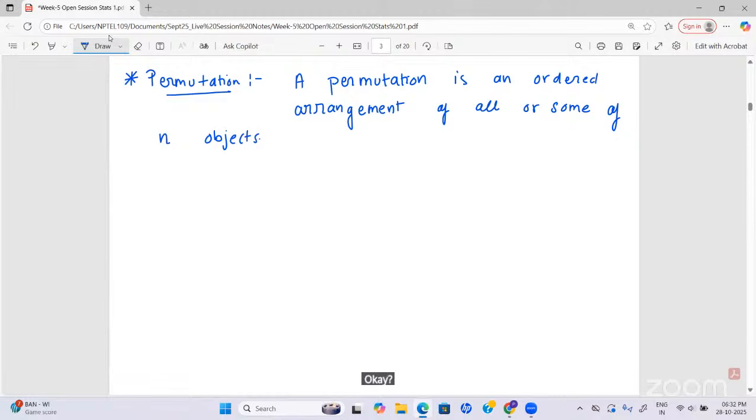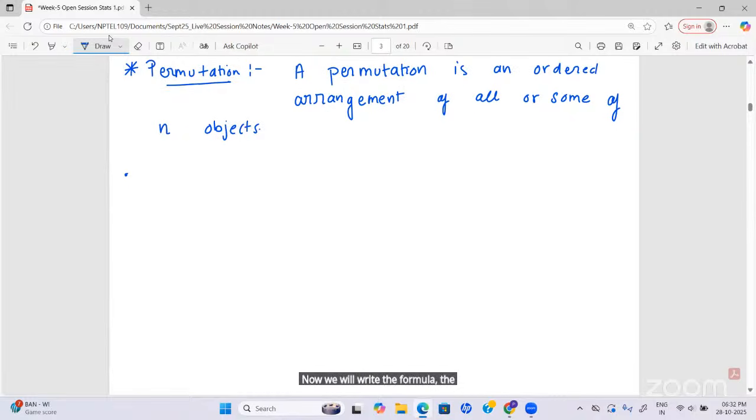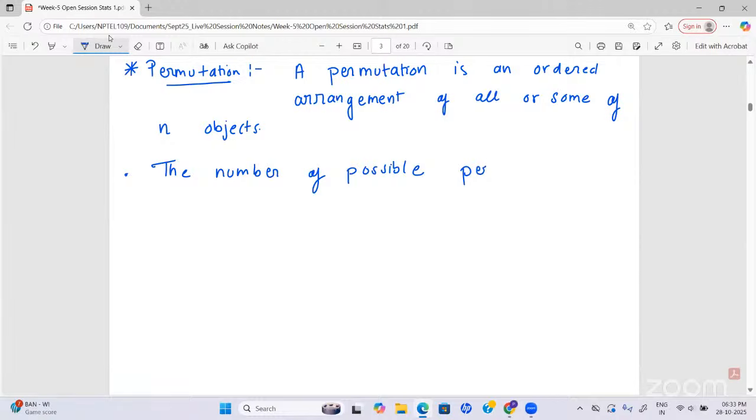Now we will write the basic formula for permutation. The number of possible permutations of r objects from a collection of n distinct objects.